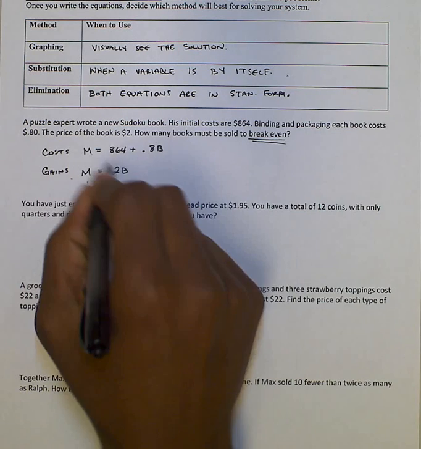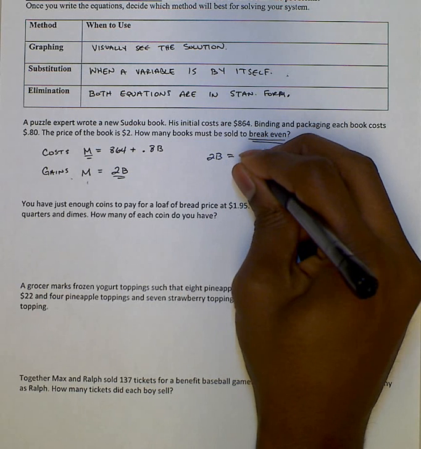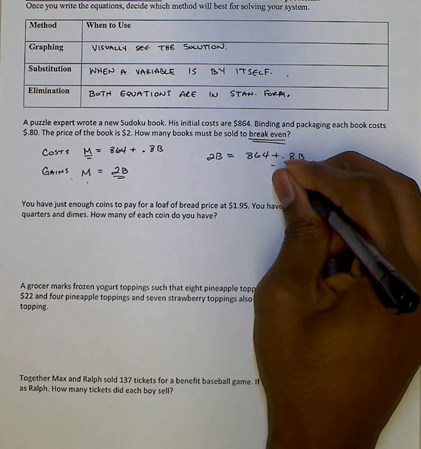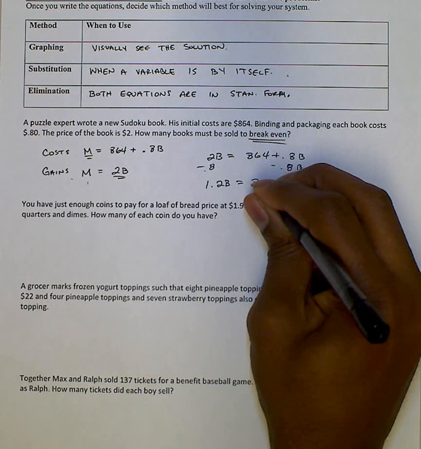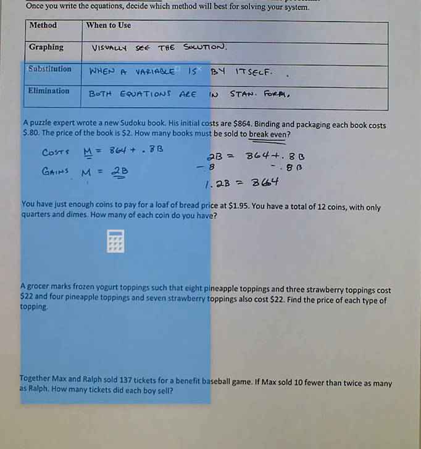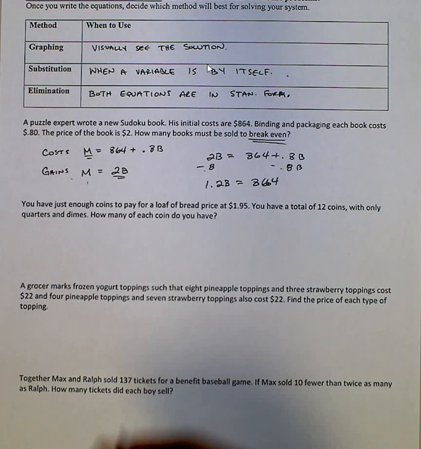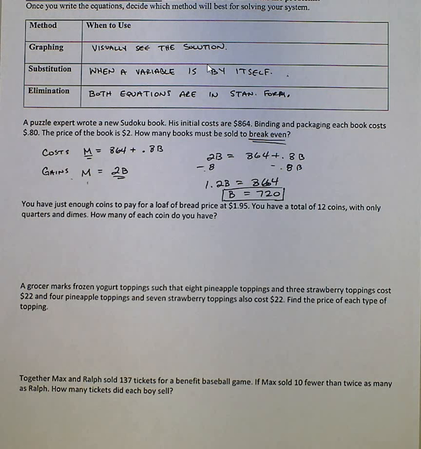Now to solve it, I'm just going to plug in 2b for m in this top equation. 2b will equal 864 plus 0.8b. I'll try to get b all the way by itself, so I'm going to subtract 0.8b from both sides. That will give me 1.2b equals 864. So I'll do 864 divided by 1.2. This expert needs to sell 720 books. So b is 720. Notice we did not have to find m for this problem. They don't care how much money he'd have to earn to make back his costs, but we could find that if we wanted to.